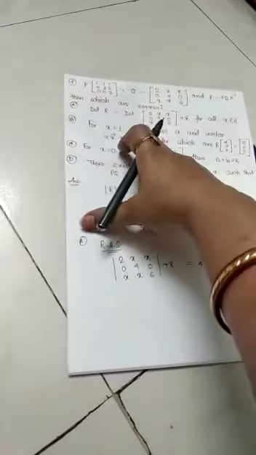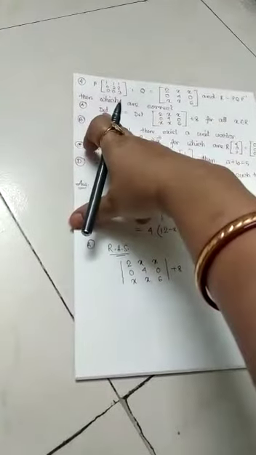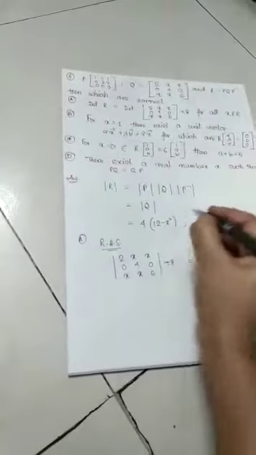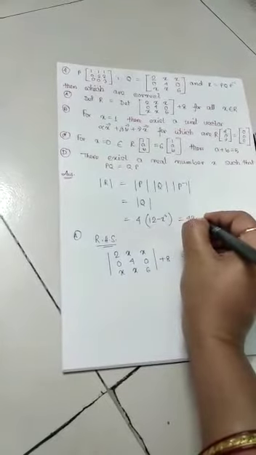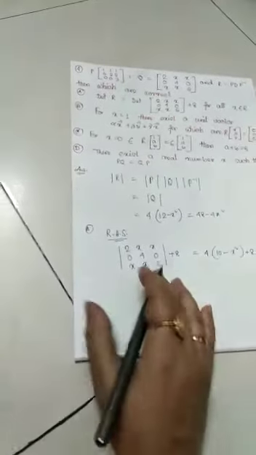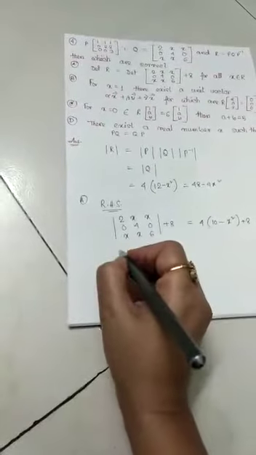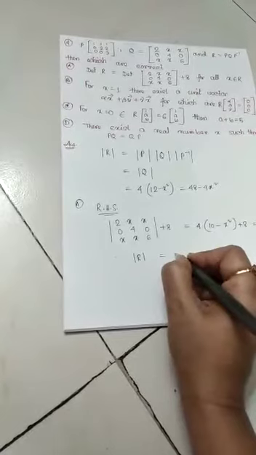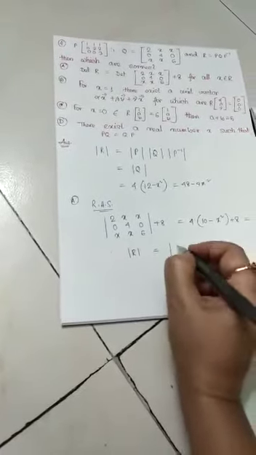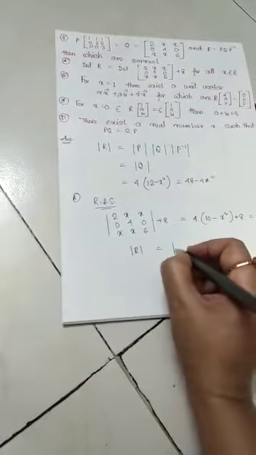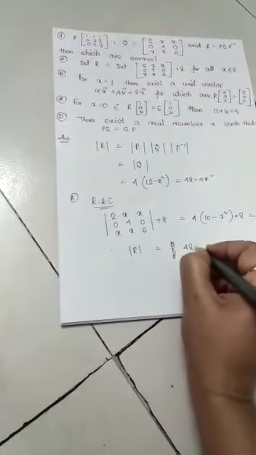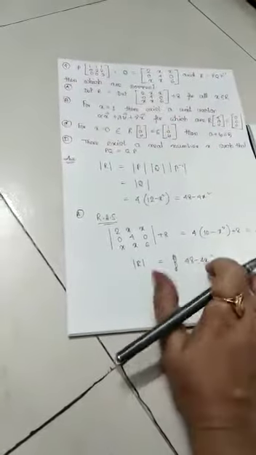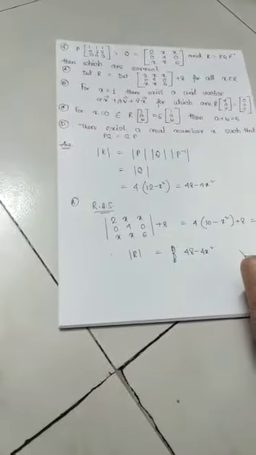The left-hand side is the determinant of R, which is 48 minus 4x square. The determinant of R is also 48 minus 4x square. Therefore option A is right.